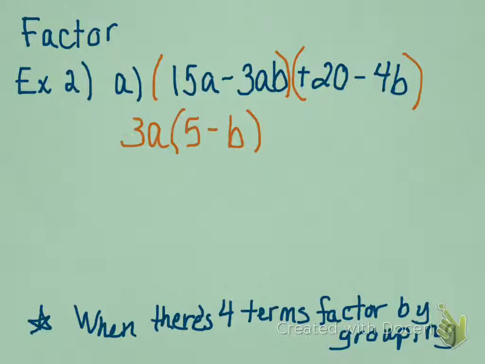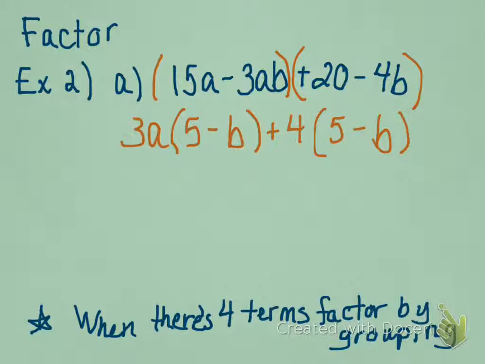So then you go to your second parentheses. You have 20 minus 4b. So the biggest number that goes into 20 and 4 is going to be 4. They don't have any letters in common, so you don't bring any of those out. So then you say 20 divided by 4 is 5, minus 4 divided by 4 is 1, and then you have b left over.